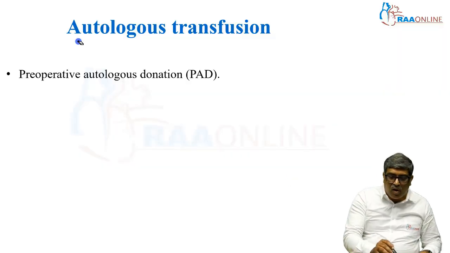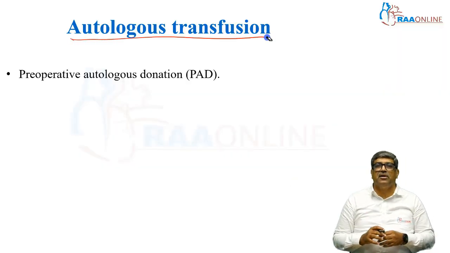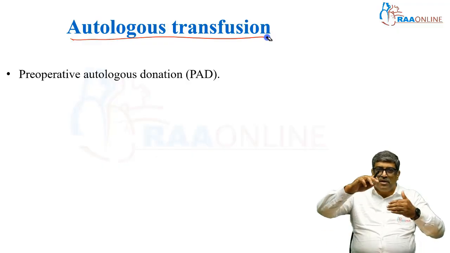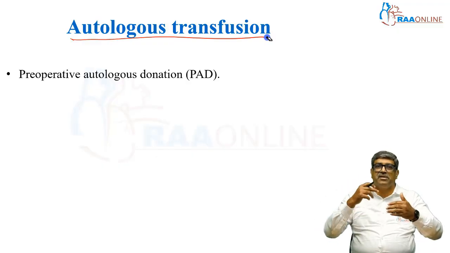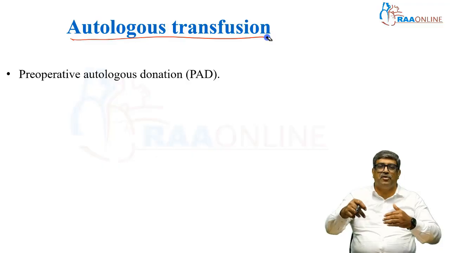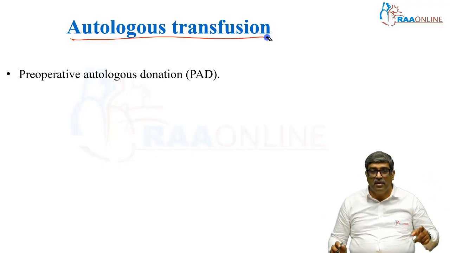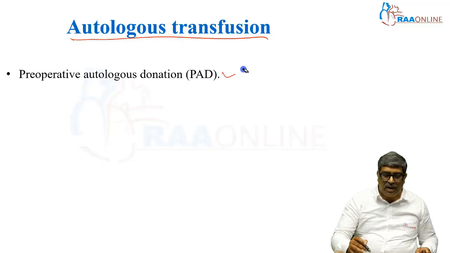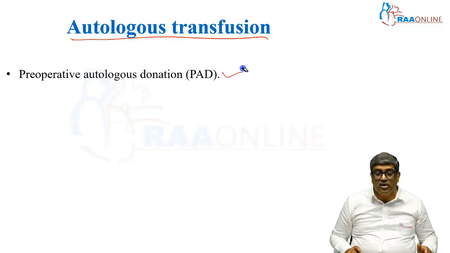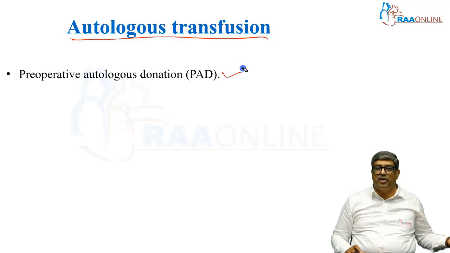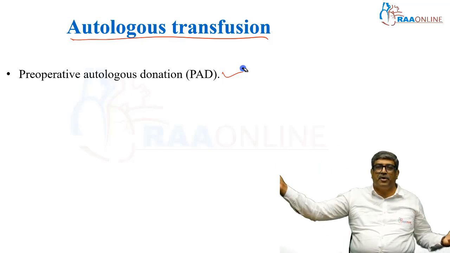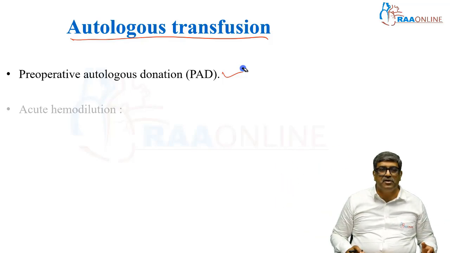Now coming to autologous transfusion. As the name implies, it is blood which is taken from the patient and again transfused into the patient. That is autologous transfusion. It can be done in the preoperative period, which is called PAD, preoperative autologous donation. The patient will donate in the preoperative period, and in the intraoperative period it can be transfused.